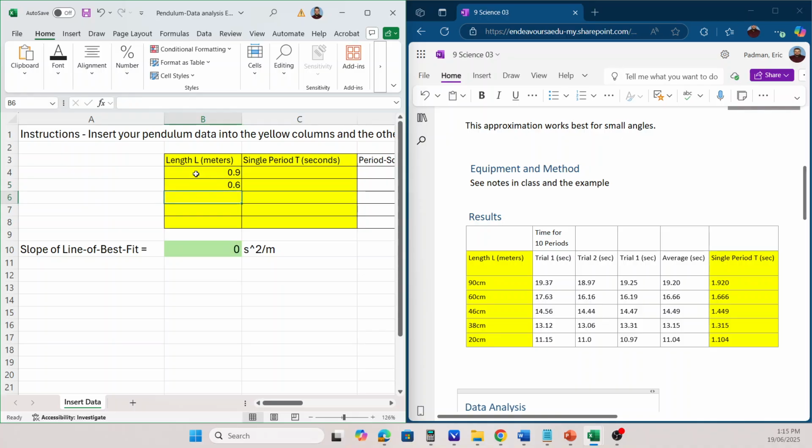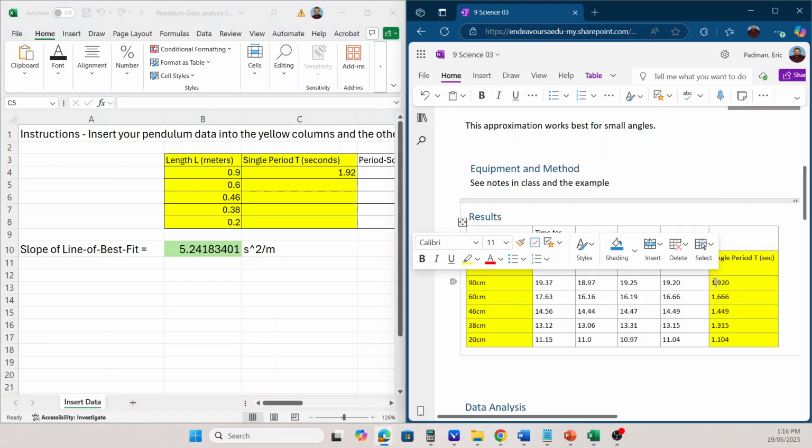Okay, so we type in the rest of them. 0.46, 0.38, and 0.20. Then we're going to go to single period. We've got 1.92. Actually, this one I can copy over. Just be careful when you do this. Let's have a look. Can I copy that over?